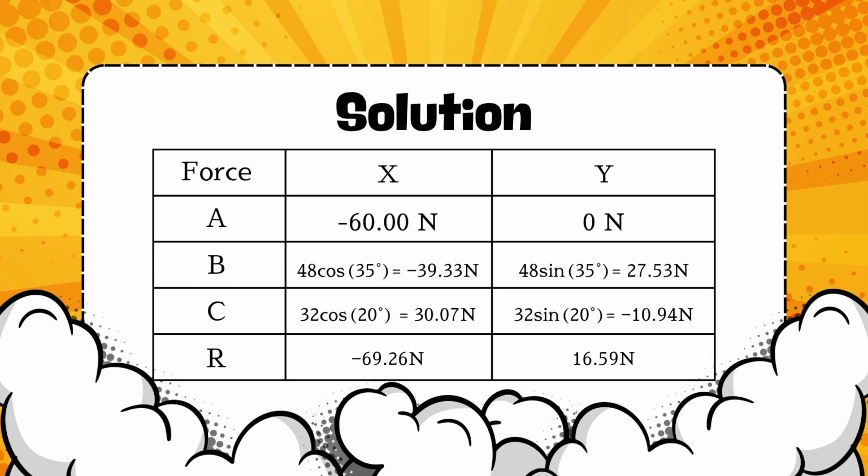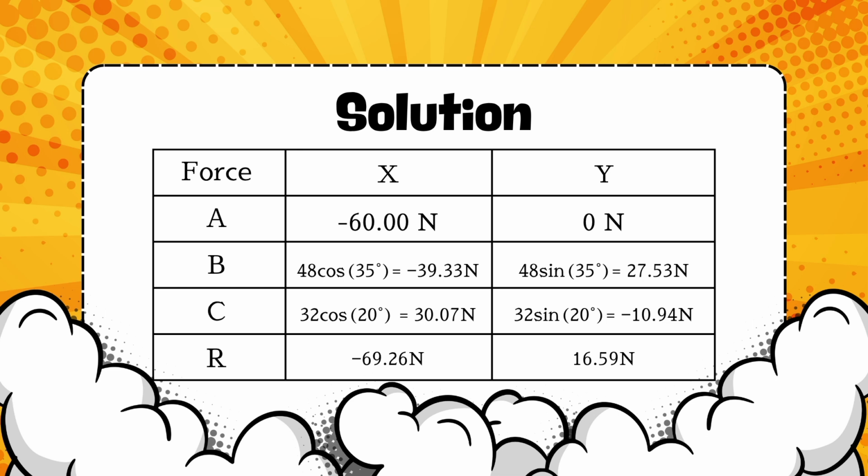Similarly, for force C, we will use SOHCAHTOA. C sub x equals 32 times cosine 20 degrees. That's our given angle for this figure. So C sub x equals 30.07 newtons east. For C sub y, we will use sine theta equals opposite over hypotenuse. C sub y is equal to 32 times sine 20 degrees. C sub y is equal to 10.94 newtons south.